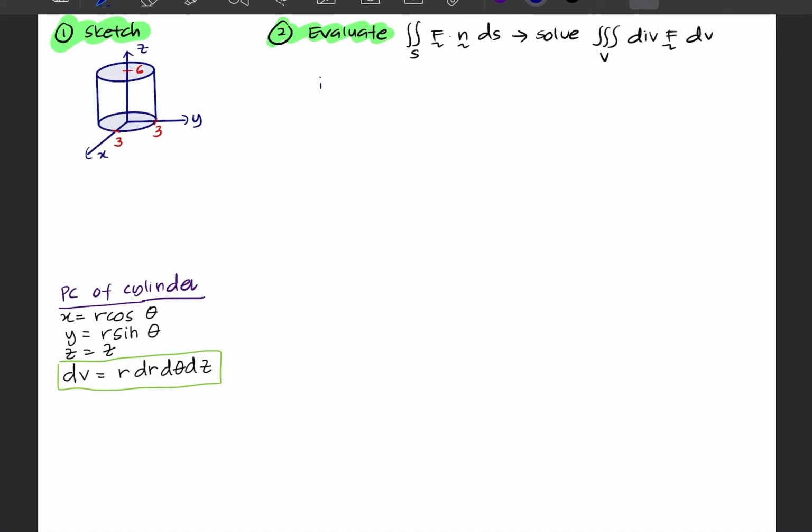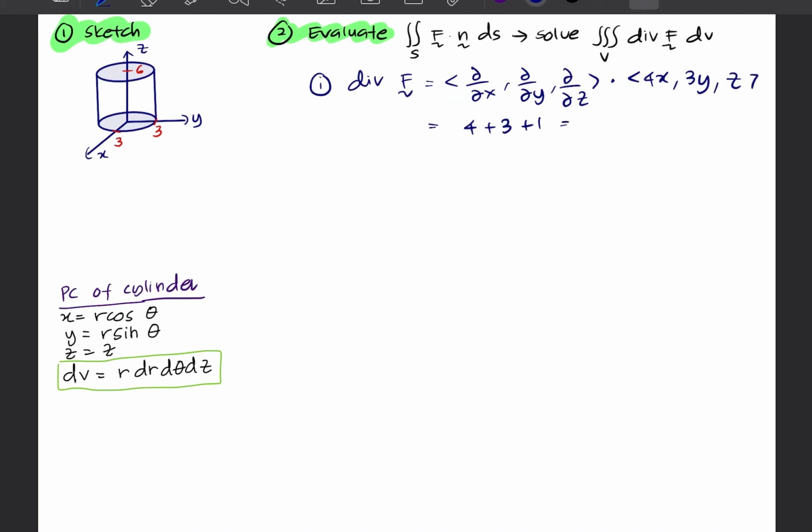Okay, first calculate the divergence of F, equal to del x, del y, del z dot product with F. F for this question is 4x, 3y, and z. Then we get 4 plus 3 plus 1 equal to 8. Step number 2, substitute the divergence of F in the formula. Just add 8 dV.